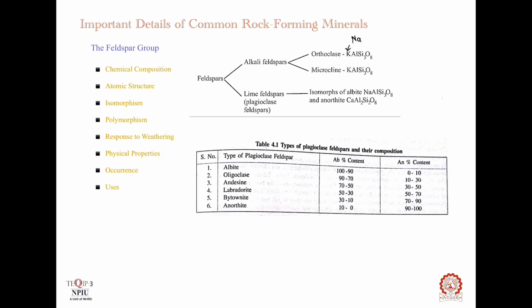Polymorphism. As we can see here, orthoclase and microcline both have the same chemical composition, that is KAlSi3O8, but they represent different properties because they have different atomic structures. So polymorphism occurs between orthoclase and microcline.